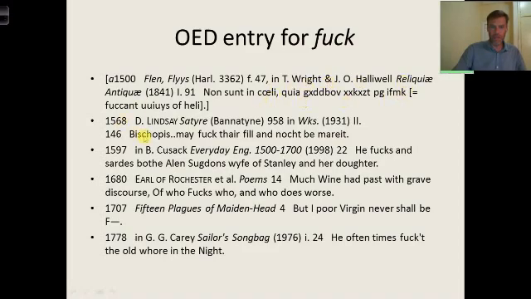And then they've got some other examples from 1568: "Bishops may fuck their fill and not be married." In other words, bishops may fuck as much as they want without being married. 1597: "He fucks and starves both Alain Sultan's wife, Stanley, and her daughter." Then 1680: "Much wine and passed with grave discourse of who fucks who and who does worse." So you see, pretty early on, some pretty clear examples. So at least back to 1500, we've got uses of fuck.